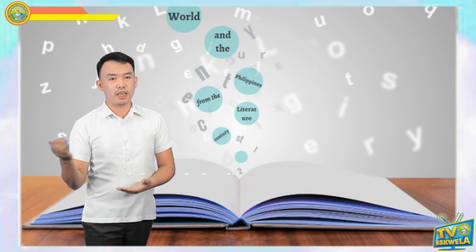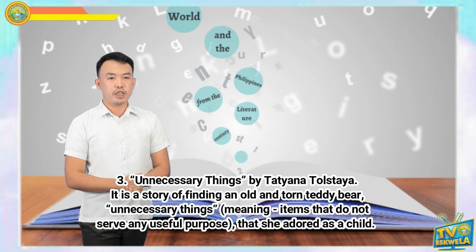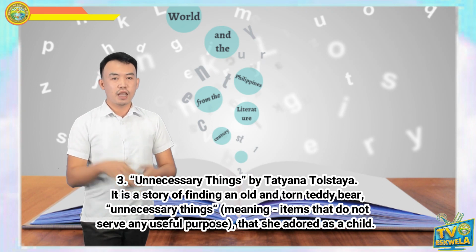The last one is Unnecessary Things by Tatiana Tolstaya. It is a story of finding an old and torn teddy bear. Unnecessary things, meaning items that do not serve any useful purpose, that she adored as a child. Let me read the first lines.